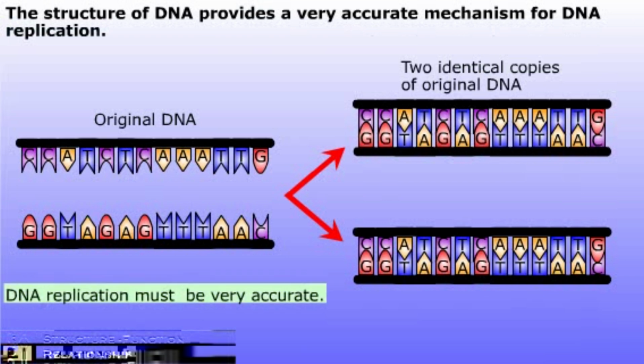Accurate DNA replication is very important for an organism's health. Changes in an organism's DNA are not usually beneficial, and once a change occurs in the DNA, it's passed to all daughter cells. The structure of DNA provides a very accurate mechanism for DNA replication.